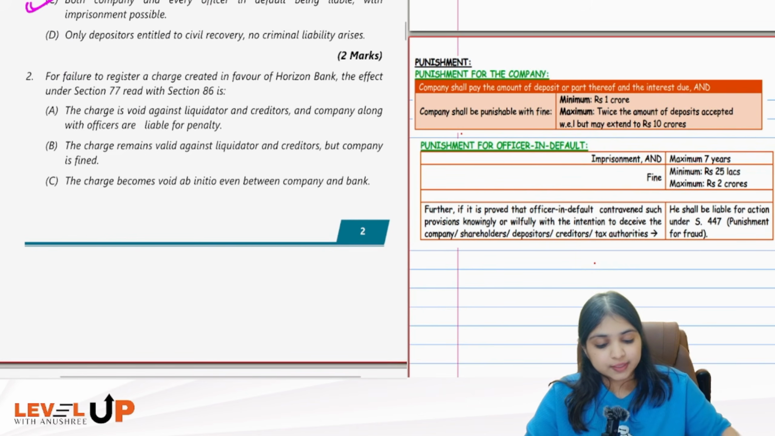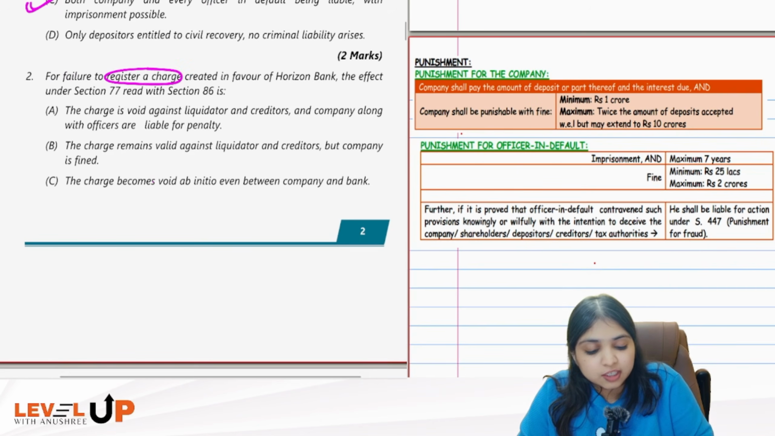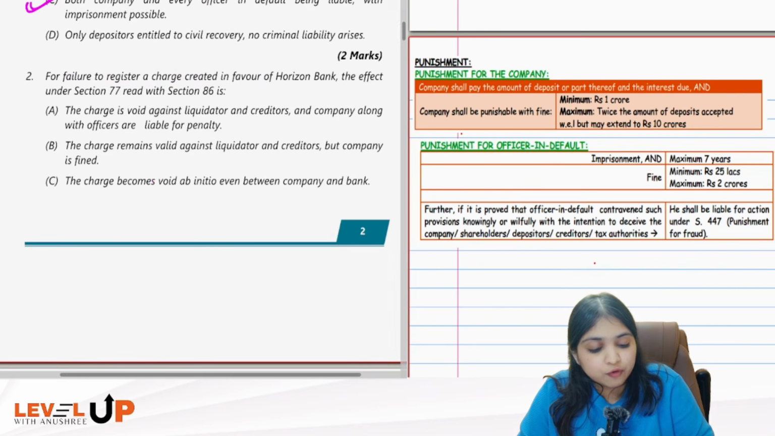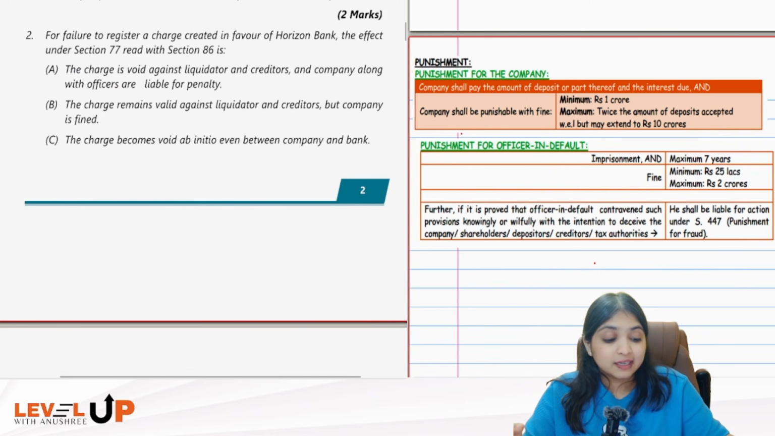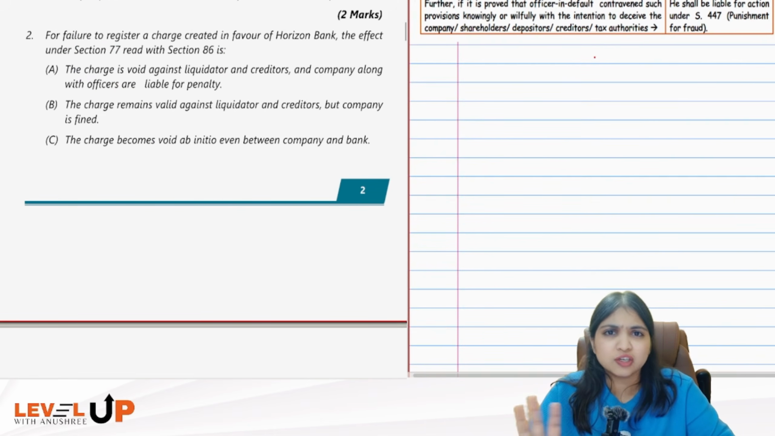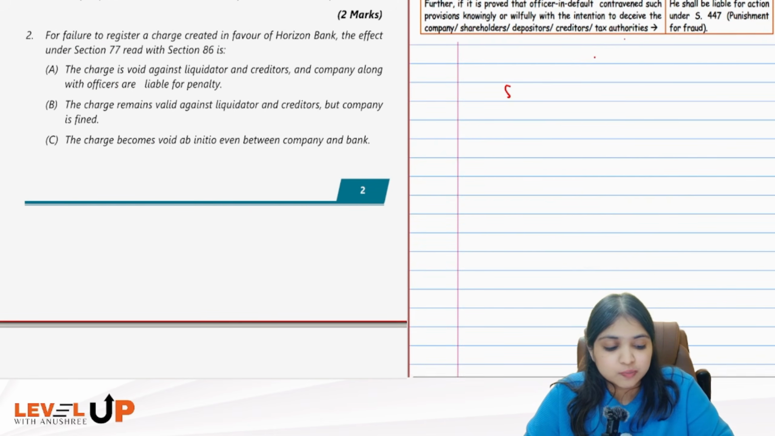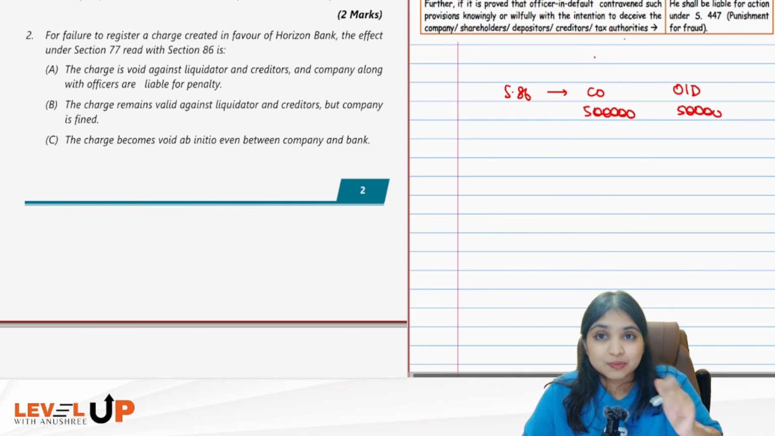Then comes your second question. For failure to register a charge created in favor of Horizon Bank, the effect under Section 77 read with Section 86. Now this is something which we spoke about even some time back. In the entire charges chapter, if you do any violation, there's only one single punishment. Punishment is given in Section 86. Section 86 says company will also be punished. Officer in default will also be punished. Company's penalty will be 5 lakh rupees. Officer in default's punishment will be 50,000 rupees. That's all, guys. So that is what they're asking us.